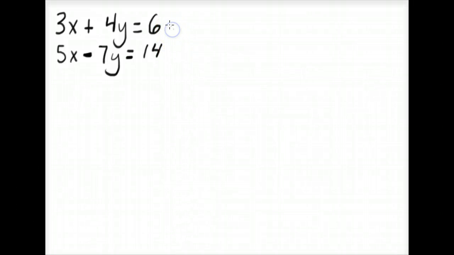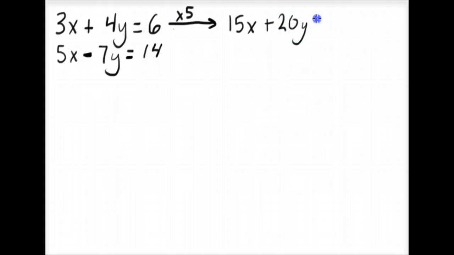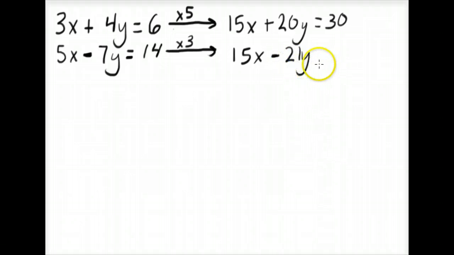So we're going to multiply each term of this equation by 5. I'm just going to write times 5. When we do that, we're going to get 15x plus 20y equals 30. And then for this equation, we're going to multiply by 3 for each term. So I'm going to write times 3. At this point, we get 15x minus 21y equals 42.